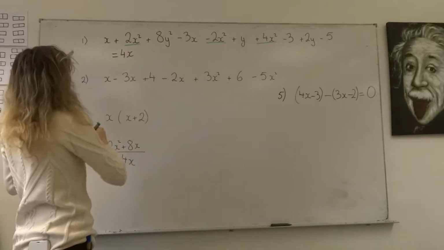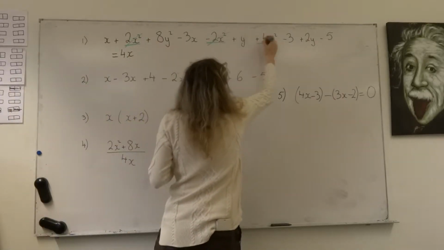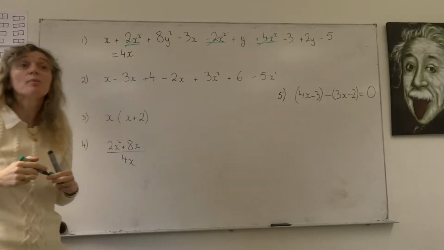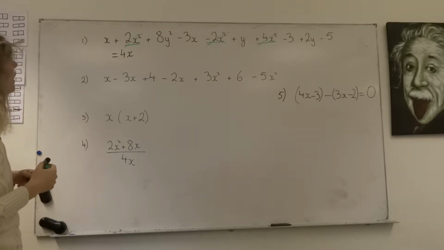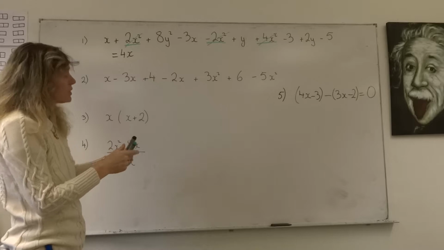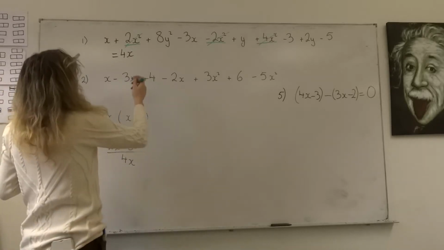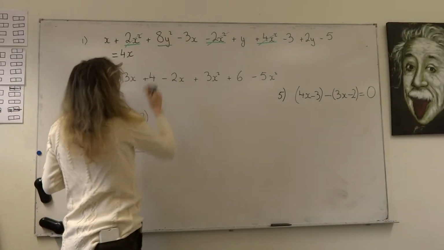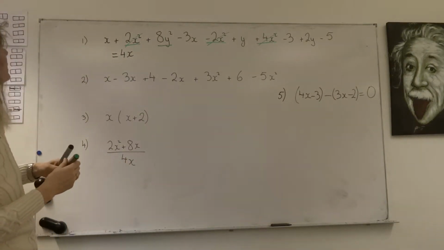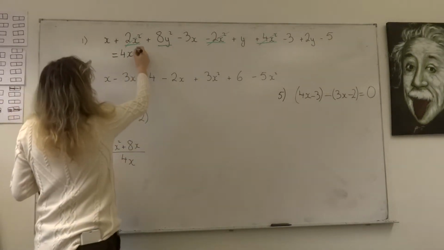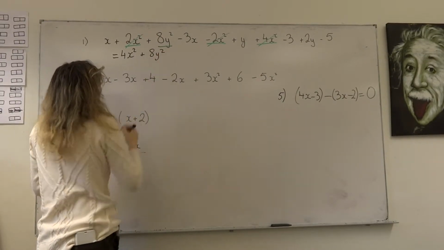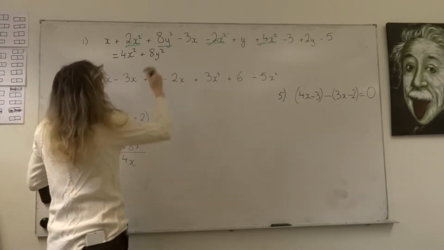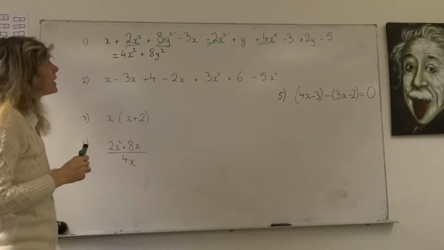I think it's good to sort of underline them or even cross them out so you know that you've dealt with them, because if you miss one by mistake, you'll see it at the end. Then now we've got y squareds as well, so we might as well put those next. We've got 8y squared here. Any more y squareds? No. So we have 4x squared plus 8y squared. Done the x squareds and the y squareds.